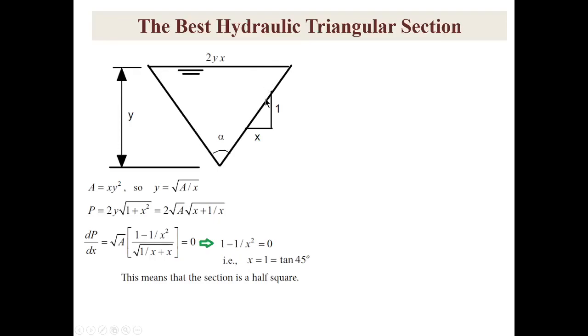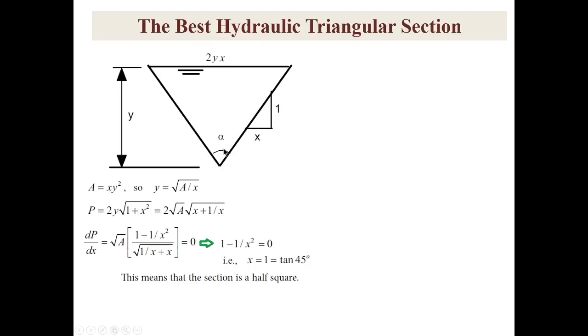As in previous lectures, in order to find the most efficient section, we need to calculate the wetted perimeter and minimize it. Okay, let's first talk about the geometrical characteristics of this triangle. The side slope is given here. The side slope 1 to x means that 1 meter vertical makes x meter horizontal.